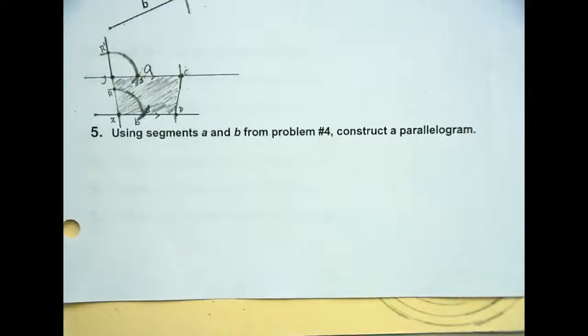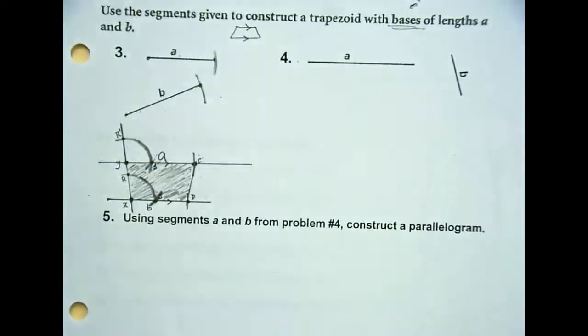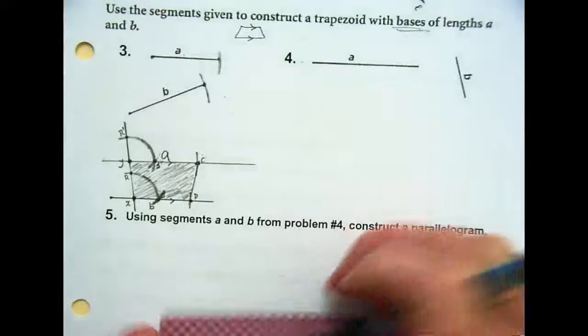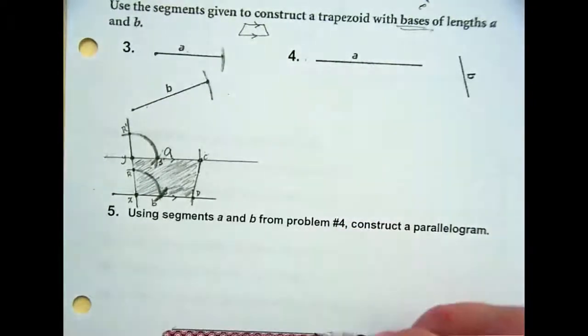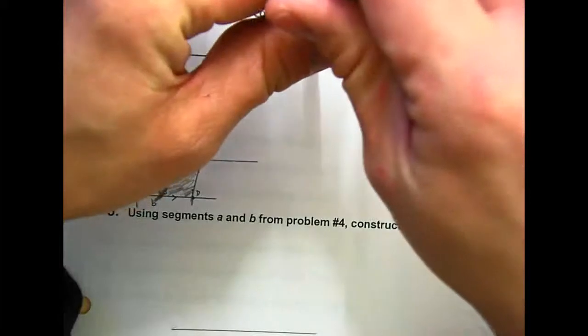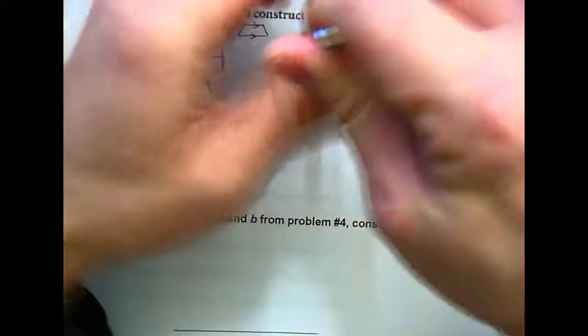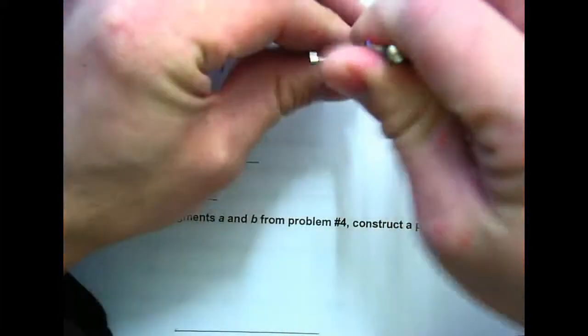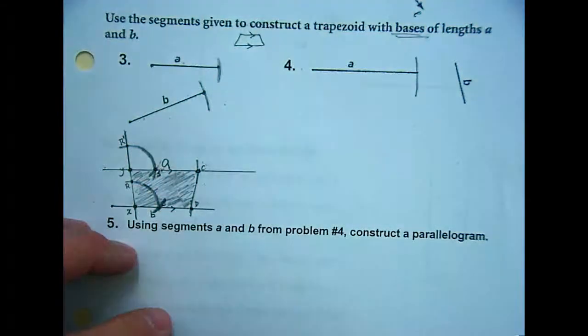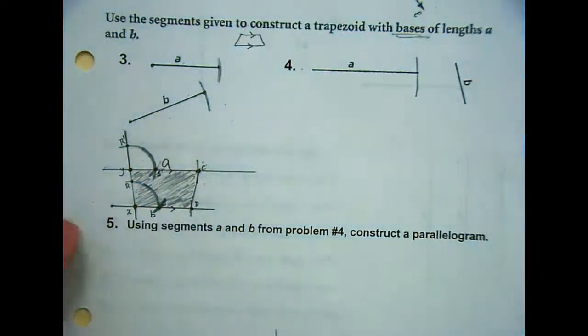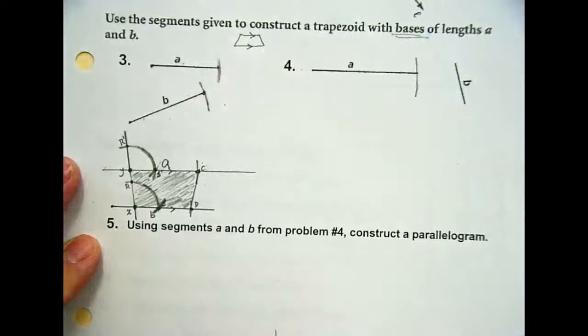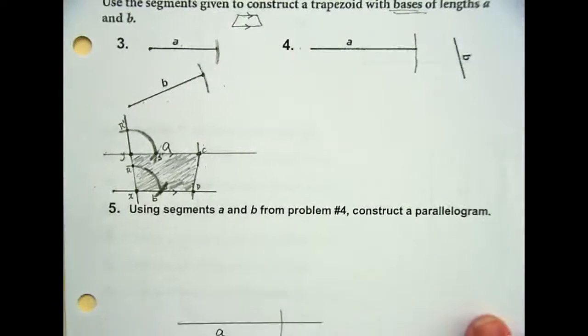Looking at number 5, use the segments from A and B from problem 4 to construct a parallelogram. Now, first thing you have to do, what should we do first? Yeah. Get A or B from 4. So let's make a line. I'm going to use A. Okay? So let's reconstruct A. If we could just stick with having to reconstruct lines, life would be a lot easier. But there's A.